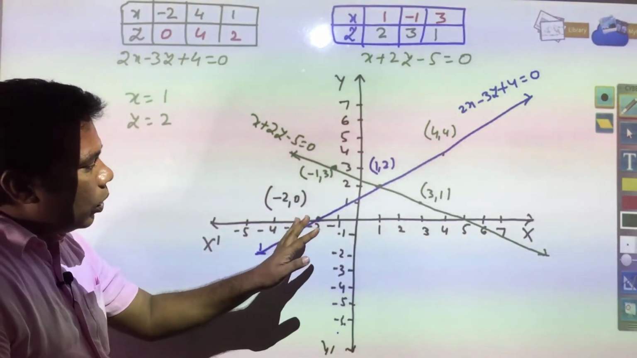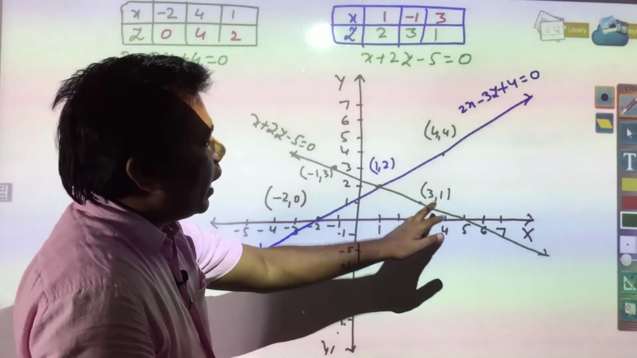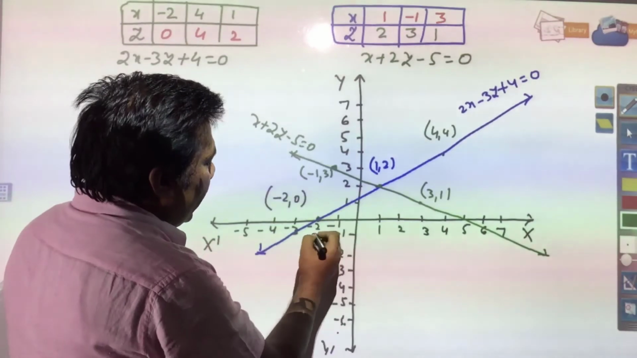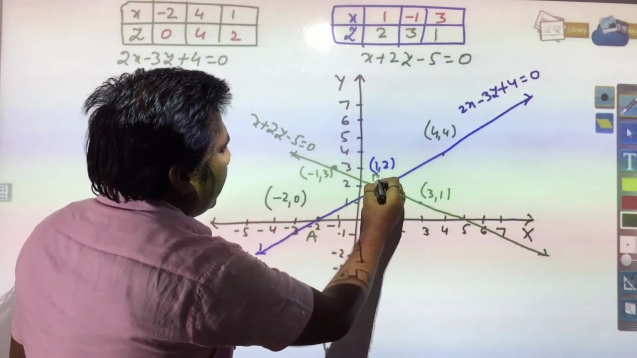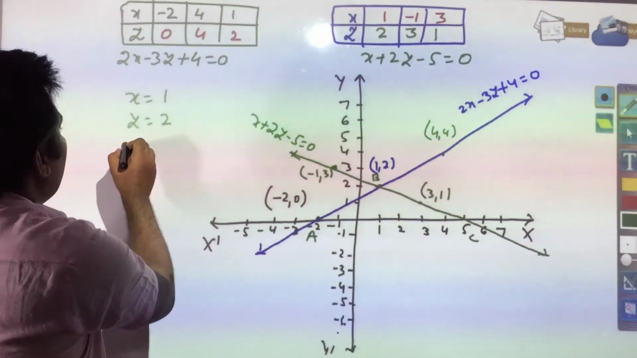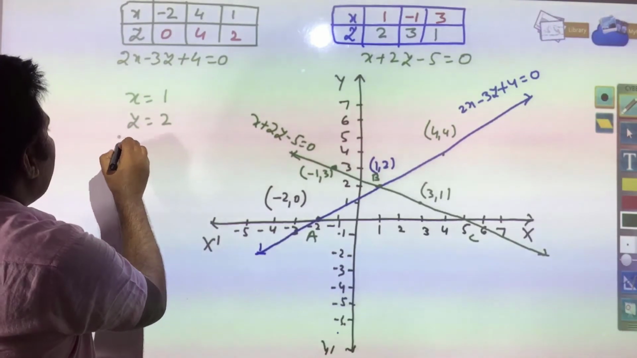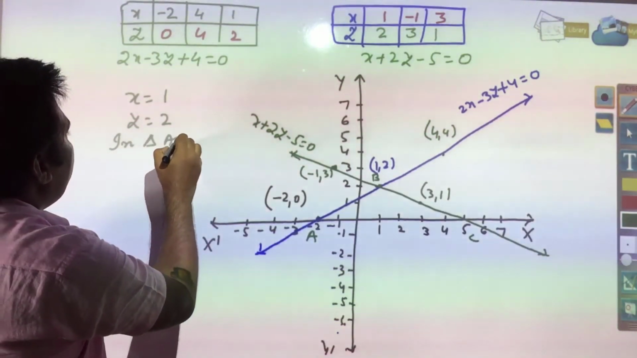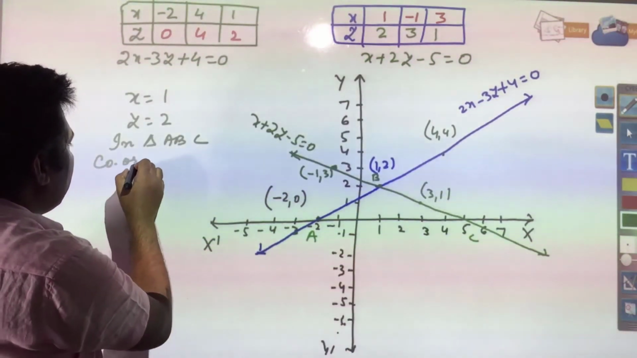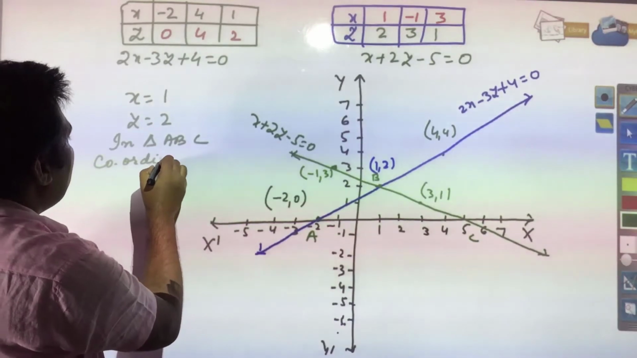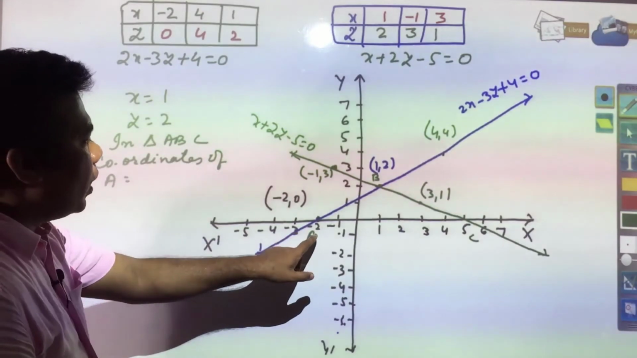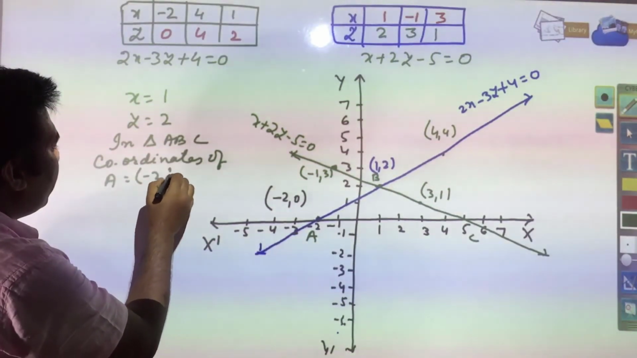Now, you need to write down the vertices of the triangle on the x axis, the triangle that is getting formed. So, this is your triangle, name it. Suppose this is A, B and C. So, what vertices do you have? In triangle ABC, you can write the coordinates of the vertices. Coordinates of A are minus 2 and 0.